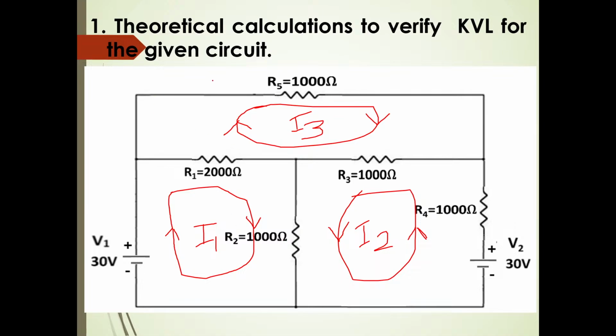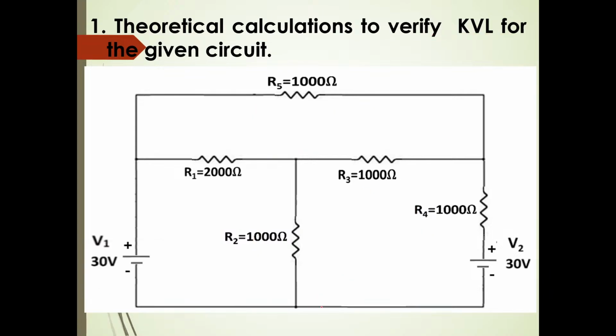So first of all, for the theoretical calculations to verify KVL, we must see how many meshes are there: mesh 1, mesh 2 and mesh 3. Total 3 meshes are there. So you just identify the meshes. After that, assume the loops. Draw the loops in each mesh, write the loop currents I1, I2 and I3, and give directions to those loop currents, either clockwise or anti-clockwise.